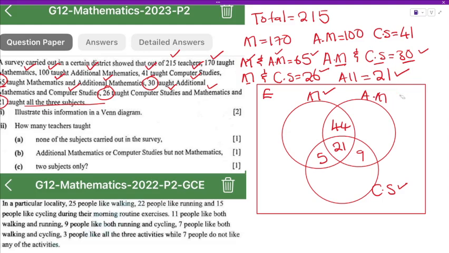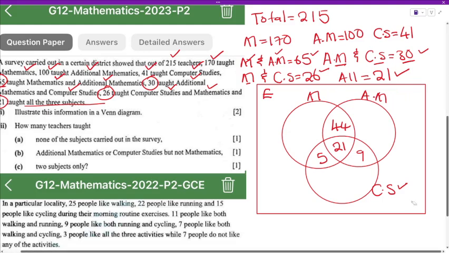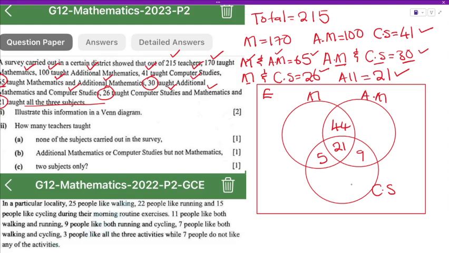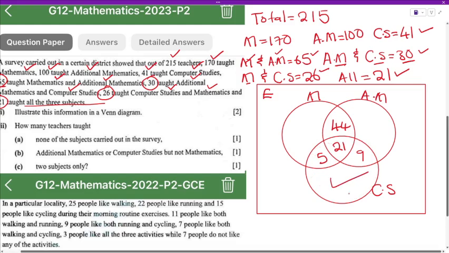Then I proceed to the outer regions. We need to find out those that took computer studies. The total they are saying is 41. So we go to the set for computer studies and we add everything already existing. Then we subtract from the total, which is 41, to find the value to place in that region.